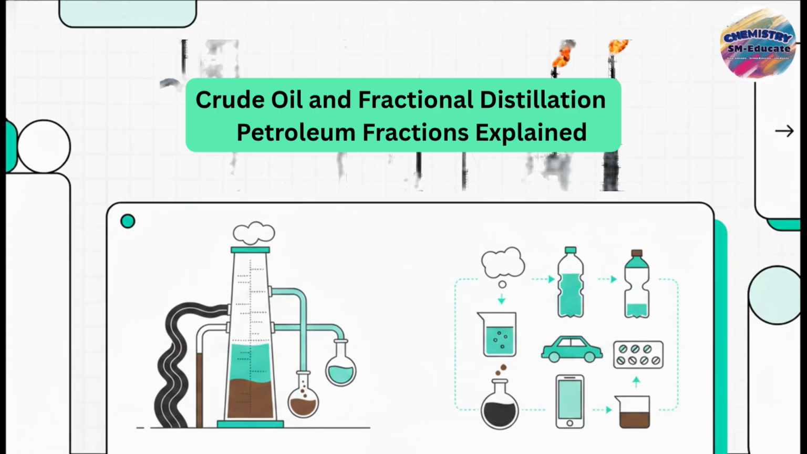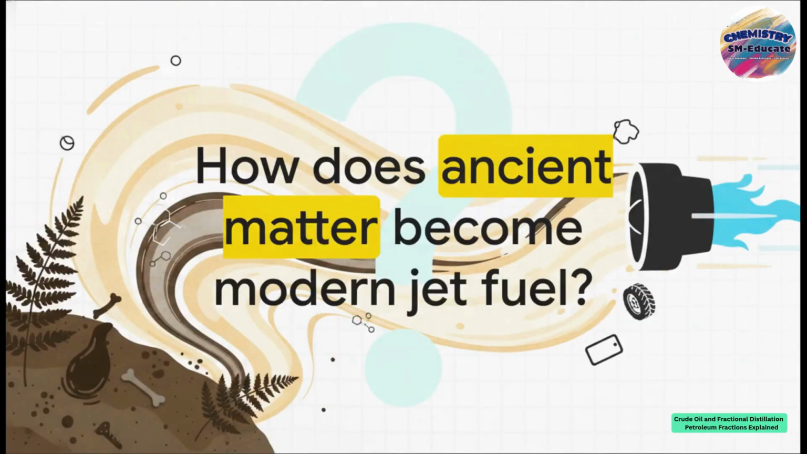We'll trace the epic journey of raw crude oil, that thick, black, sticky stuff deep underground, and see exactly how it becomes the fundamental building blocks of almost everything we use today. So think about this for a second. How on earth does a bunch of prehistoric, buried organic matter eventually turn into the high-tech jet fuel that's powering modern aviation? It honestly sounds like science fiction, doesn't it?